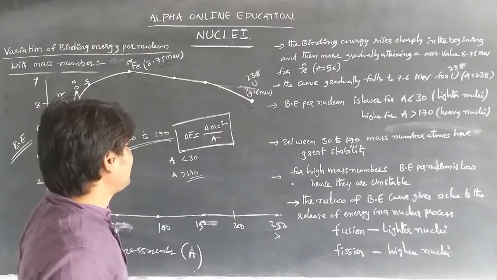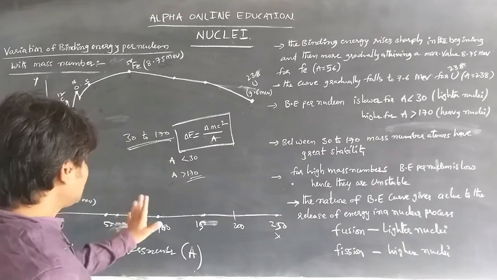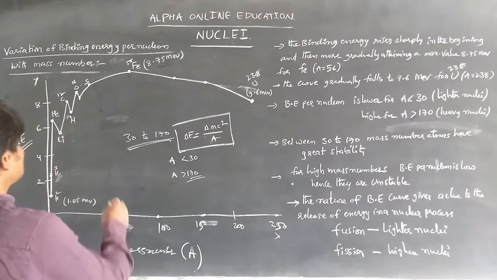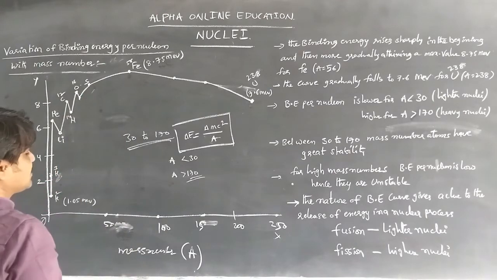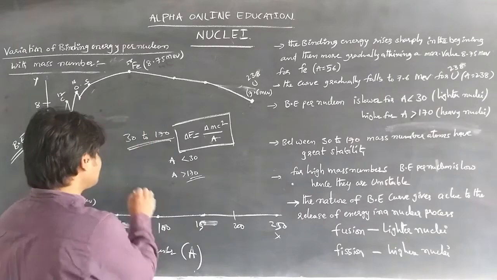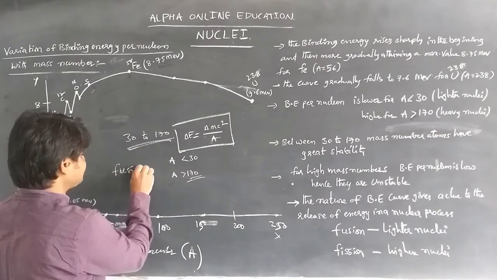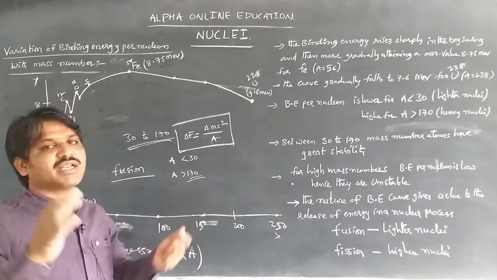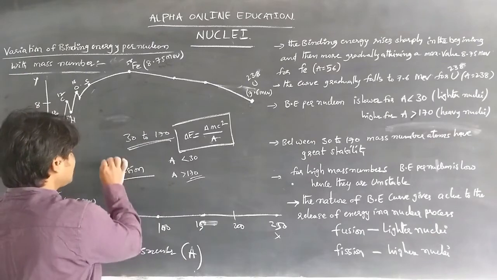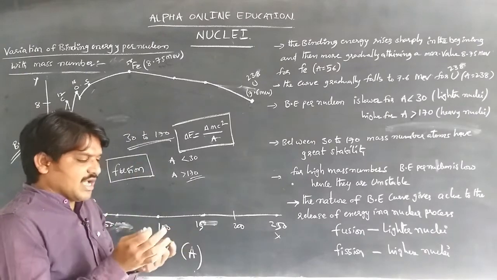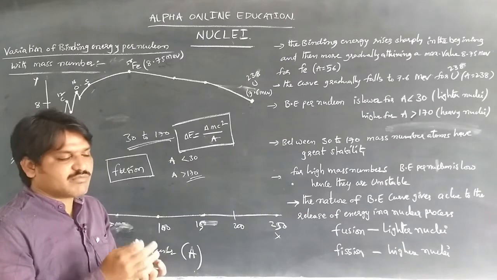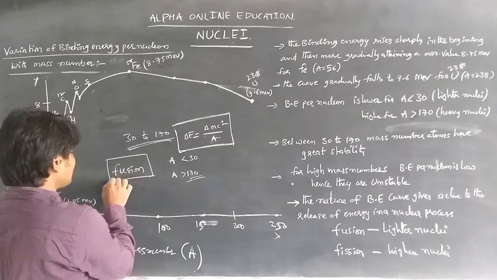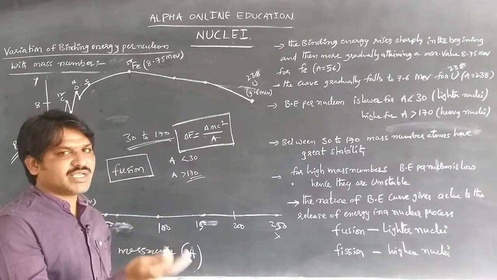The nature of the binding energy curve also gives a clue to the release of energy. Lighter nuclei go through a fusion process. Fusion means that when lighter nuclei combine to form a nucleus with higher binding energy, some energy is released.